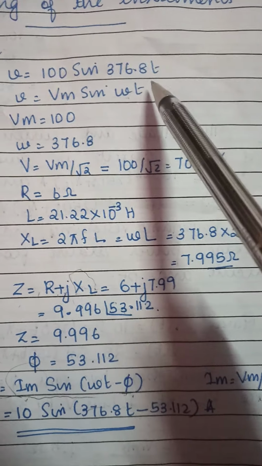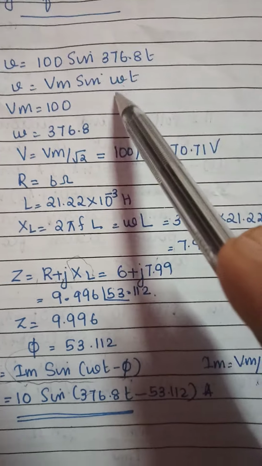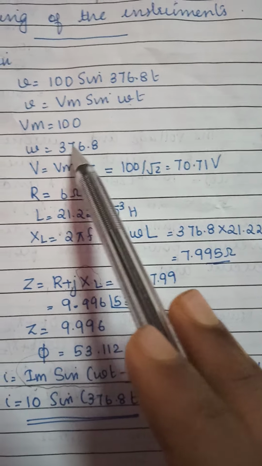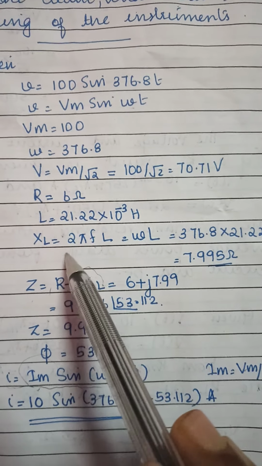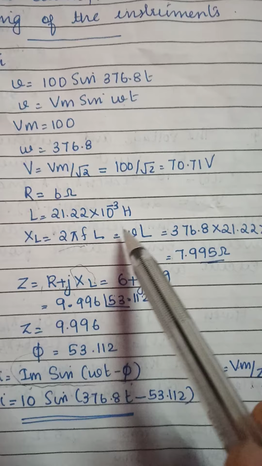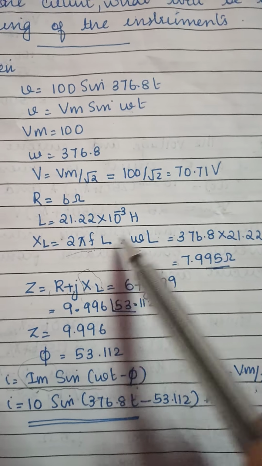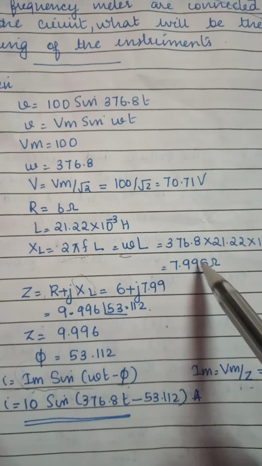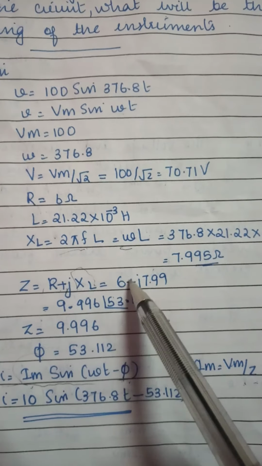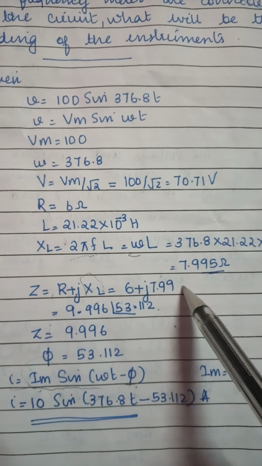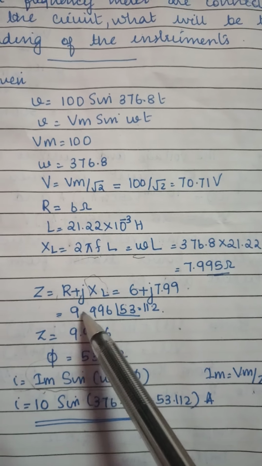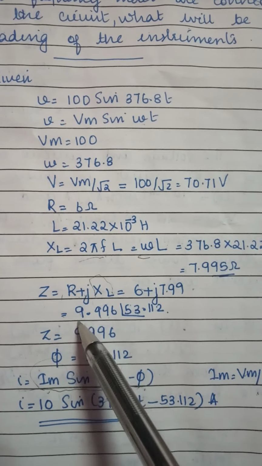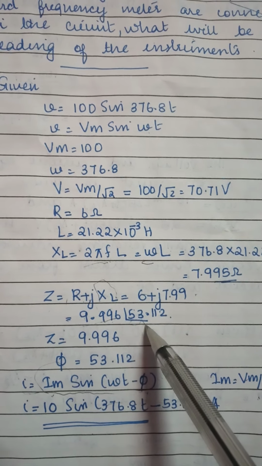Frequency we know from omega. Comparing these two equations, omega equal to 376.8. Omega equal to 2 pi f, that is 2 pi f equal to omega. So XL equal to omega L, which is 7.995 ohm. So impedance Z equal to 6 plus j7.99. In its polar form, it will be 9.996 angle 53.112. This is the magnitude of Z, and this is the phase angle phi.